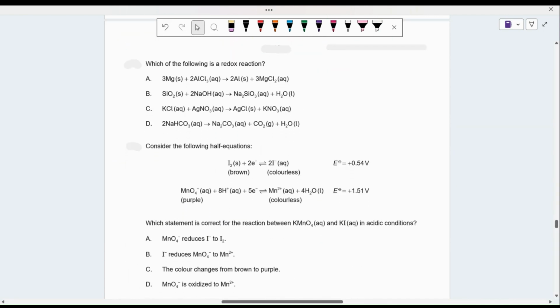Next, which of the following is a redox reaction? You know that my tip is always to look for elements. I can already see that in A, we have magnesium and aluminium, so it will be A. I don't even need to check. We know that elements have an oxidation state of 0. So if they're then in a compound, they will have to have either a plus or a minus value, which means oxidation reduction has occurred.